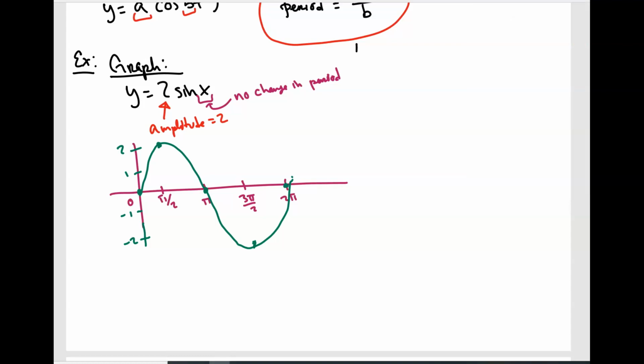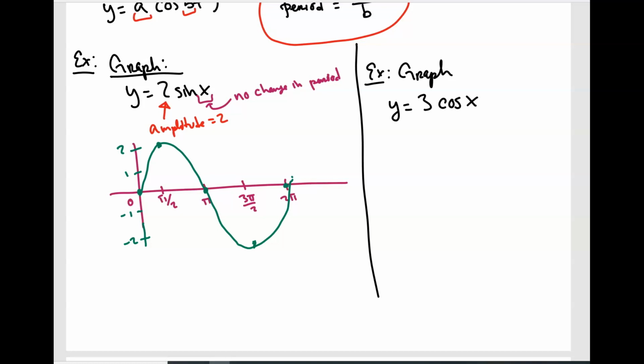Okay, so let's do this problem. Let's say we want to graph y equals 3 cosine of x. Again, there's going to be no change in the period, but the amplitude is going to change. It's now going to be 3. So when I graph it, nothing is happening in the period: 0, pi over 2, pi, 3 pi over 2, 2 pi. Nothing's changing there, but now the height, instead of 1, is going to go up to 3. Maybe make it a little bit bigger.